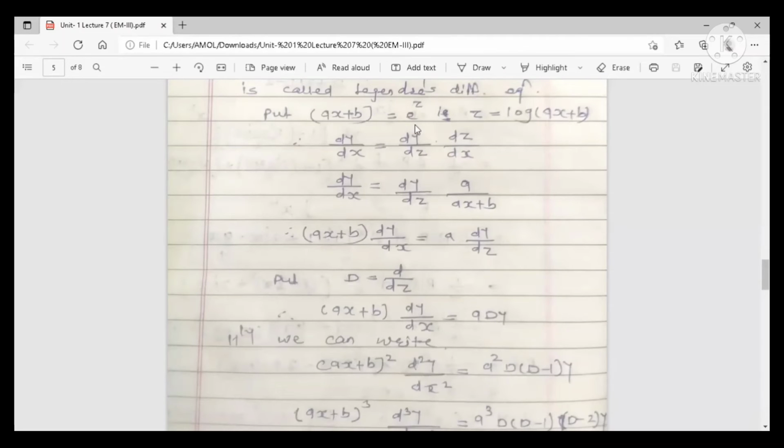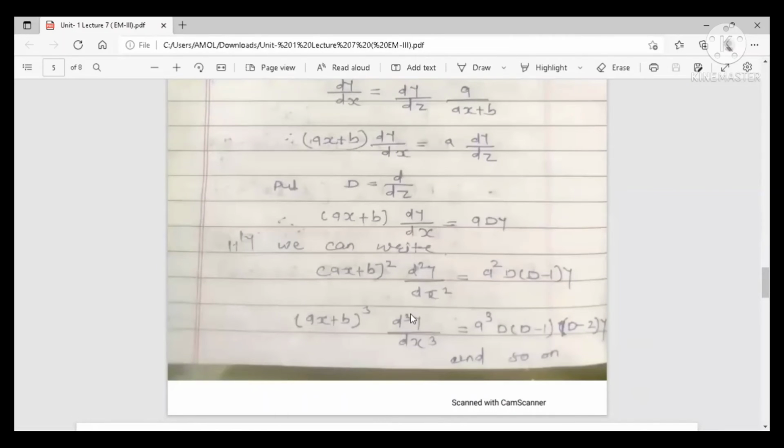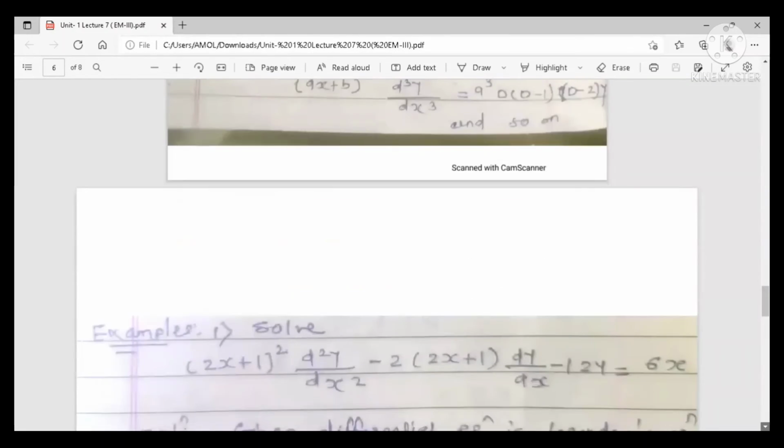Put ax plus b is equal to e raised to z, so that z is equal to log of ax plus b. And how to replace the derivative terms? (ax plus b) into dy by dx is equal to a into Dy. (ax plus b) whole square into d2y by dx square is equal to a square into D(D minus 1) into y. Next is (ax plus b) whole cube into d cube y by dx cube is equal to a cube into D(D minus 1)(D minus 2) into y, and so on. Here in all the terms, that capital D is nothing but d by dz, like Cauchy's equation. You remember here D is d by dz. So we are using the substitution ax plus b is equal to e raised to z.